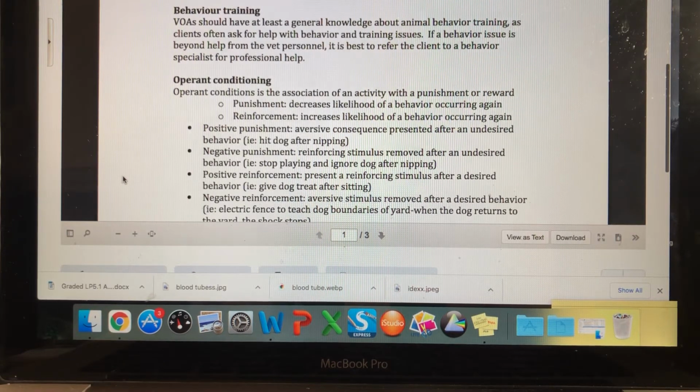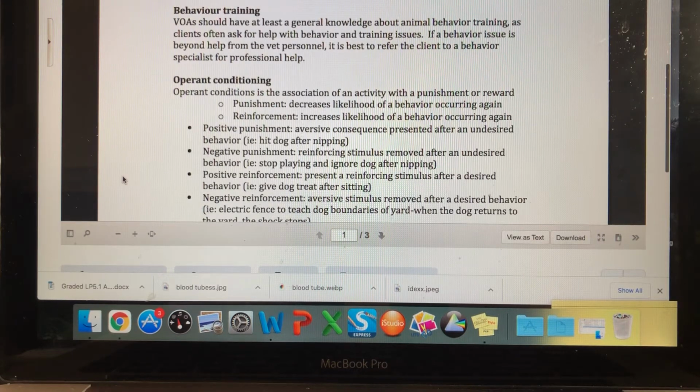Okay, so punishments: every time the dog tries to bite you, you hit them, that would be a punishment. If they're nipping at you, right? I'm talking puppy nipping, not the dog attacking you or anything, but puppies nipping at you and you hit the dog, that's a punishment. Okay, and then a reinforcement or a reward is when the dog does something we like and we give them a treat, or lots of praise, and that encourages the animal to do that behavior more often. So punishments decrease the likelihood of a behavior happening. Reinforcement or reward increases the behavior happening.